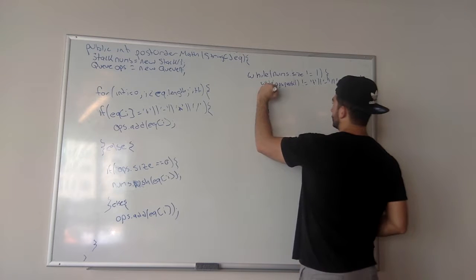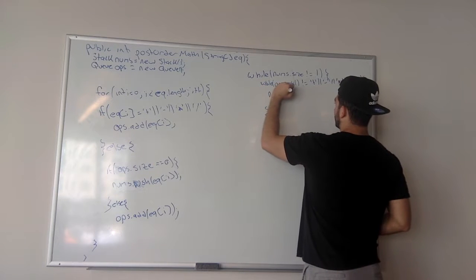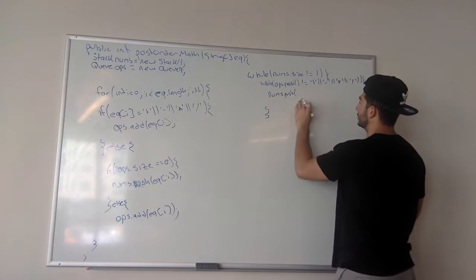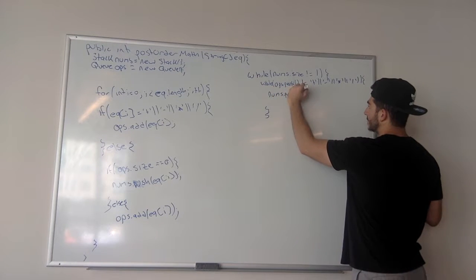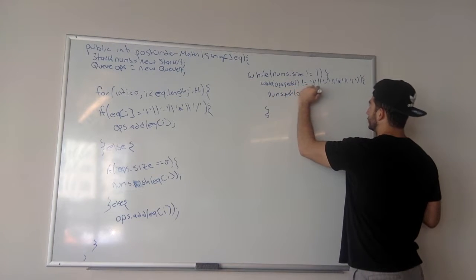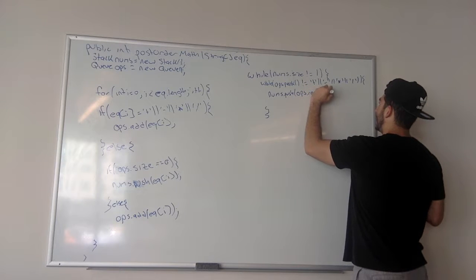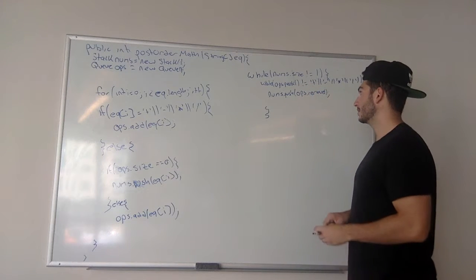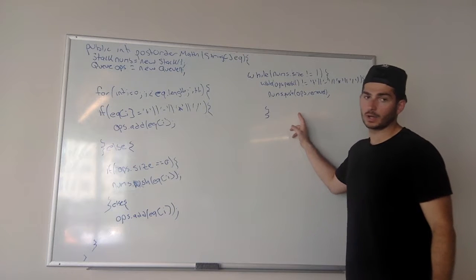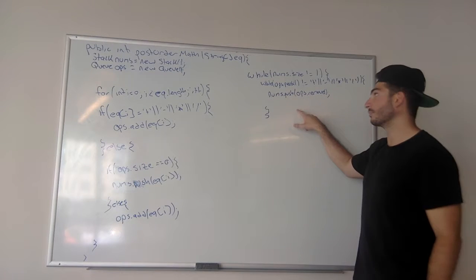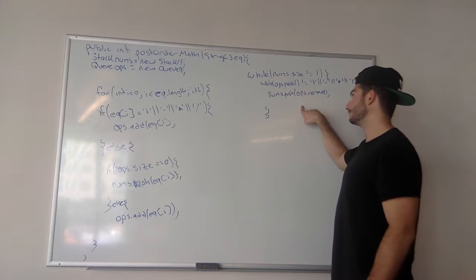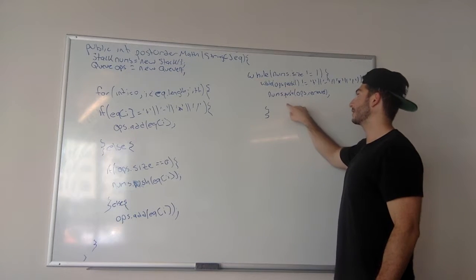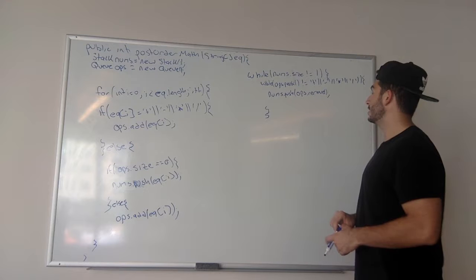So I'm going to do nums. We're going to push what we removed from the queue onto the num stack. So nums.push ops.remove, and this will just get every number that's at the top of the queue before we get to an operator. So now hopefully we've dealt with all the numbers that are at the top of our operators queue.